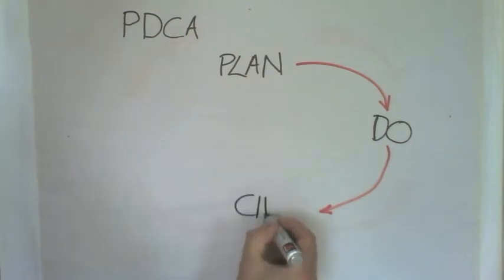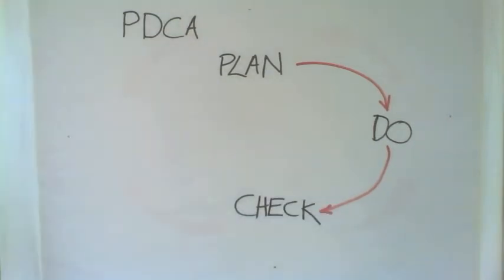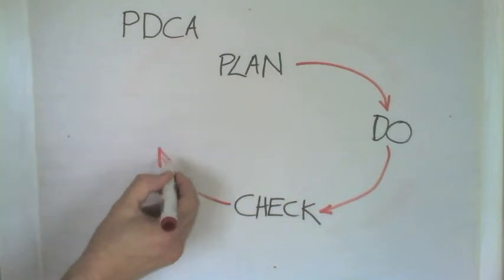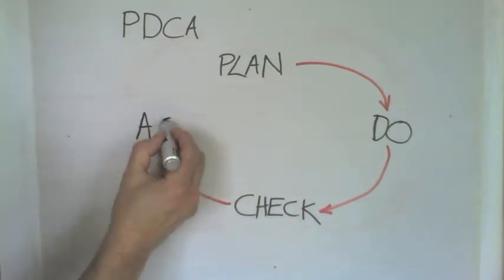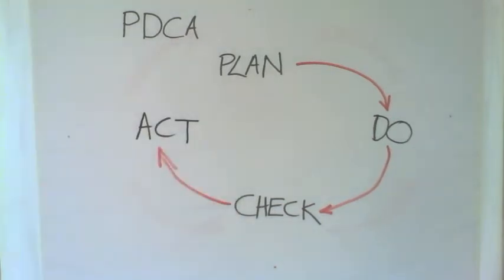Check. Analyse the data collected in the do step and evaluate against expectations. Act. Make decisions based on facts as to whether the products and services meet requirements. Determine corrective actions to improve on any aspects that do not meet expectations.